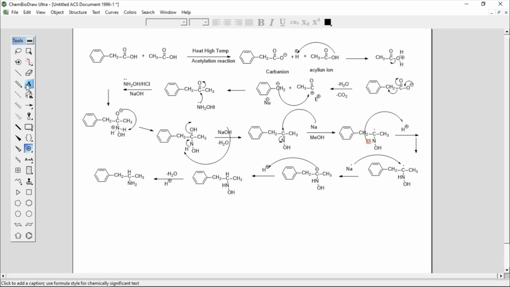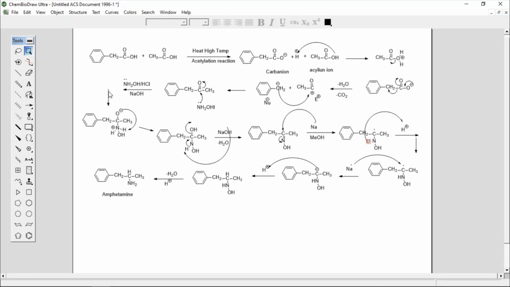So this is its reaction mechanism. This reaction mechanism is easy once you know the basics of organic chemistry, that is basic reactions, addition, elimination, substitution and rearrangement, you can easily write the arrow notation.